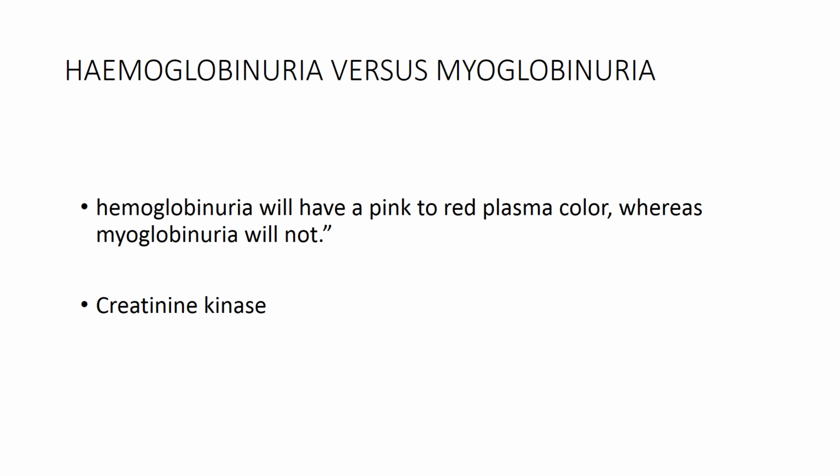a myoglobinuria. But in instances where we do not have access to this, we can again use the centrifuge, but this time use blood. And after using the centrifuge, we can differentiate hemoglobinuria from myoglobinuria by evaluating the plasma color. So after we centrifuge, the plasma, if it is hemoglobinuria, will be discolored. It will be a pink or red plasma color, whereas for myoglobinuria, it will not. Just to get that out of the way.